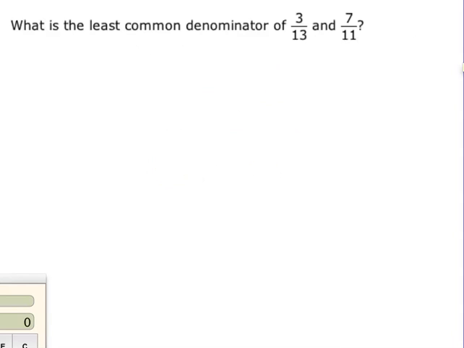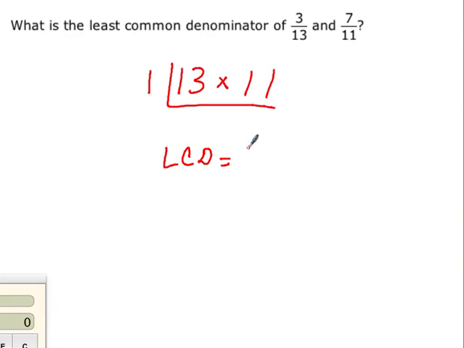Okay, 13 and 11. We come down here, we write down 13, 11, and we say, well, one thing, they're both prime, so they're relatively prime too. There's not a number that will divide into both. In other words, the greatest common factor is 1. Whenever the greatest common factor between two numbers, or three numbers, is 1, we can simply multiply the numbers together to get our least common denominator. So 143 is the smallest number that 13 and 11 both divide into without a remainder.